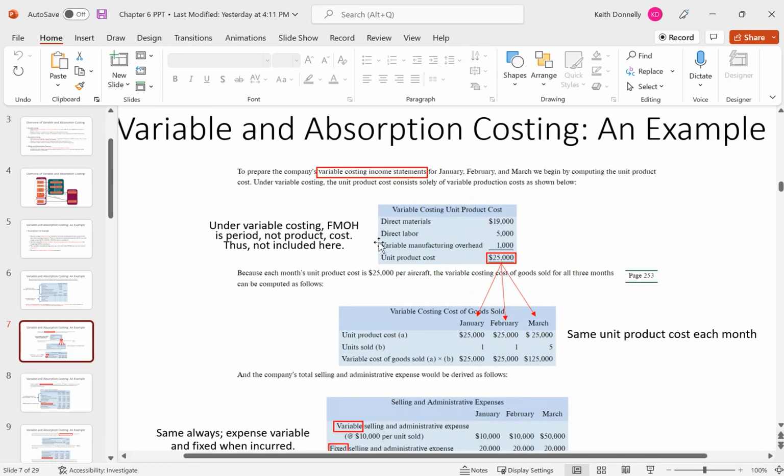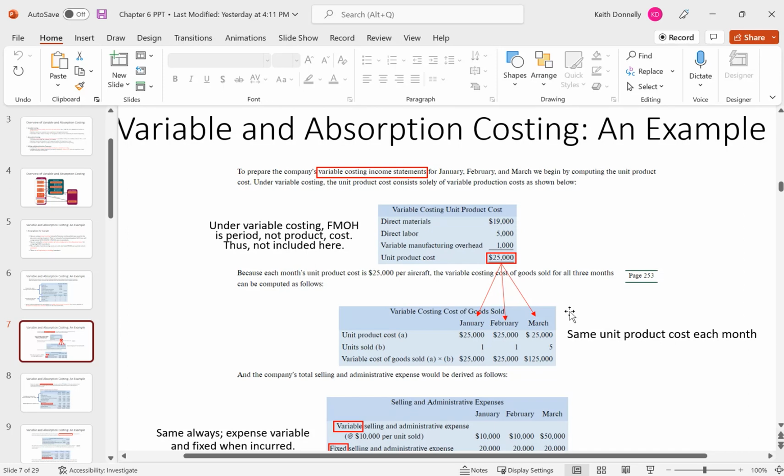Okay, so to prepare the variable costing income statement, that is to say where we break out our variable costs from our fixed, we're going to land in the middle there at the contribution margin. First thing we got to do here is compute the unit product cost. What does producing one of these aircrafts cost us? Under variable costing, the idea here is we're going to have our direct materials, our direct labor, and our variable manufacturing overhead. In other words, we're not including our fixed manufacturing overhead. So it's going to be like 19, 5, and 1 for those items. We're looking at 25,000 there.